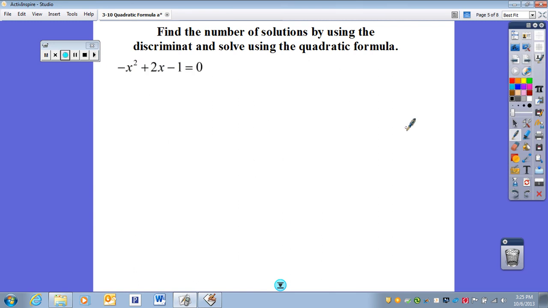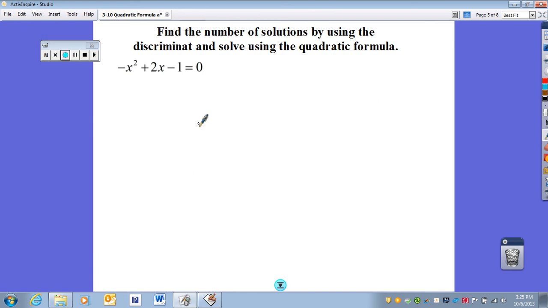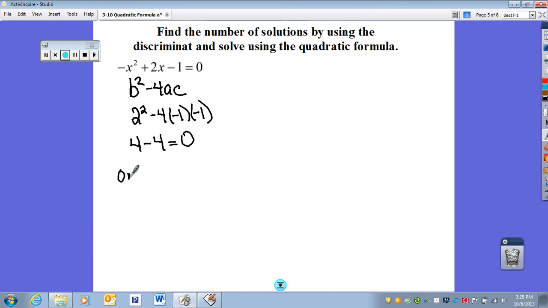In our next example, we have negative x squared plus 2x minus 1 equals 0. It is already in standard form, so we're going to do b squared minus 4ac, and we're going to find how many solutions this will have using the discriminant. b is 2, so we have 2 squared minus 4 times negative 1 times c, which is negative 1. So we have 4 minus 4 equals 0. So that means we have one solution. And that solution would be the vertex of our parabola.